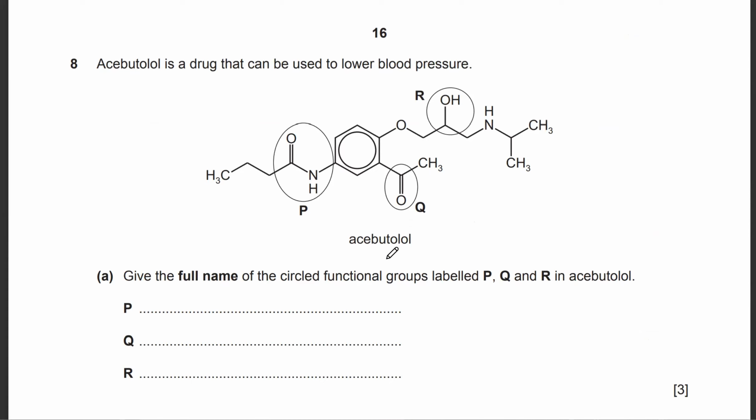So give the full name of the circled functional group labeled P, Q, N, R. So this one is an amide. Okay, so it's an amide. This one is obviously a ketone. And he's referring to the full name. So what is this one? This is a secondary alcohol. So that one is a secondary alcohol.